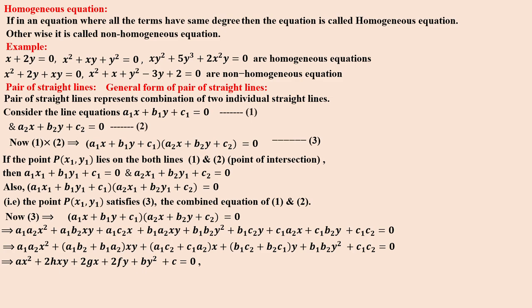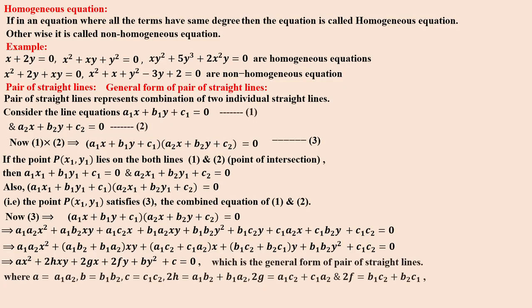So in short form, ax square plus 2hxy plus 2gx plus 2fy plus by square plus c equal to 0, where this is the general form where small a is equal to a1 into a2, right? Small b is equal to b1 b2, c equal to c1 c2. 2h is equal to a1 b2 plus b1 a2. 2g is equal to a1 c2 plus c1 a2. And 2f is equal to b1 c2 plus b2 c1. It is a non-homogeneous equation of degree 2 because here you have x term, y term and constant term.